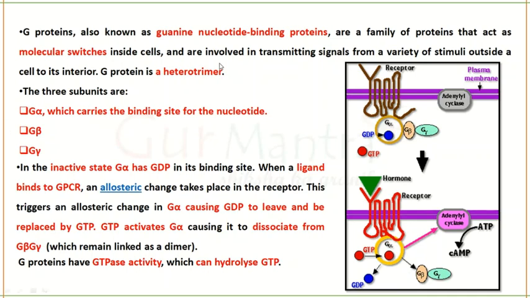So G protein also has GTPase activity. GTPase is an enzyme, and what it does is hydrolyze the GTP. When GTP is hydrolyzed, it becomes GDP by losing one phosphate molecule. I hope the G protein concept is clear.